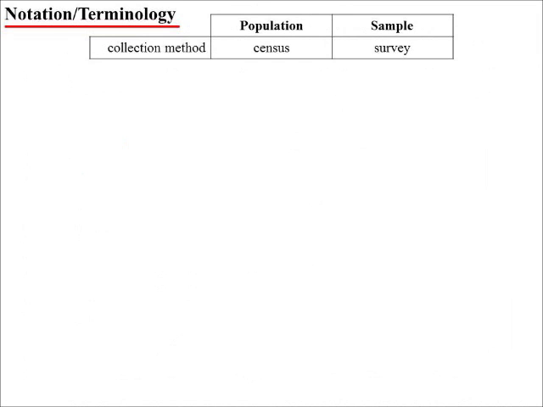All right, some notation and terminology. There are two collection methods. When we are collecting every piece of possible data, we call it a census. So a census captures every possible piece of data. The most common census you may have heard of is the Australian Bureau of Statistics. How often do they do it?